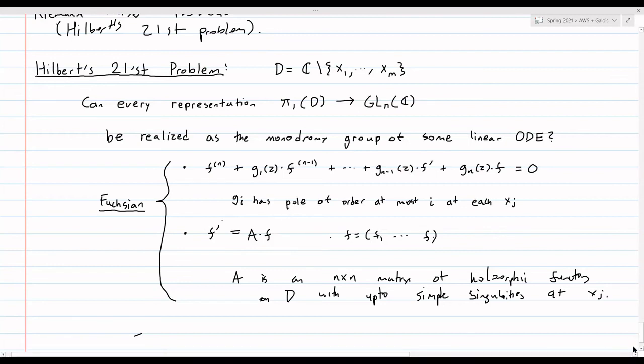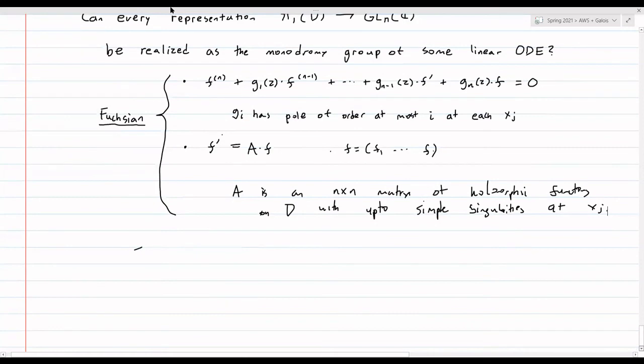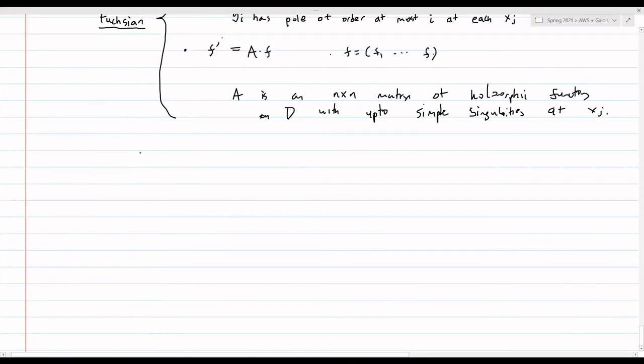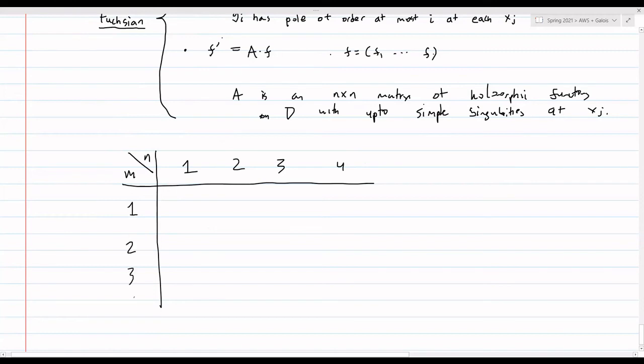And yeah, what I wanted to say is that Hilbert's 21st problem is really an array of problems. So I have maybe m here and n here, so n equals 1, 2, 3, 4, and m equals 1, 2, 3, 4. Let's see. All right. Last week we talked about, maybe you don't remember, the 1, 1 case, which is when you have a single pole. D is C minus x naught, or just some deleted point.